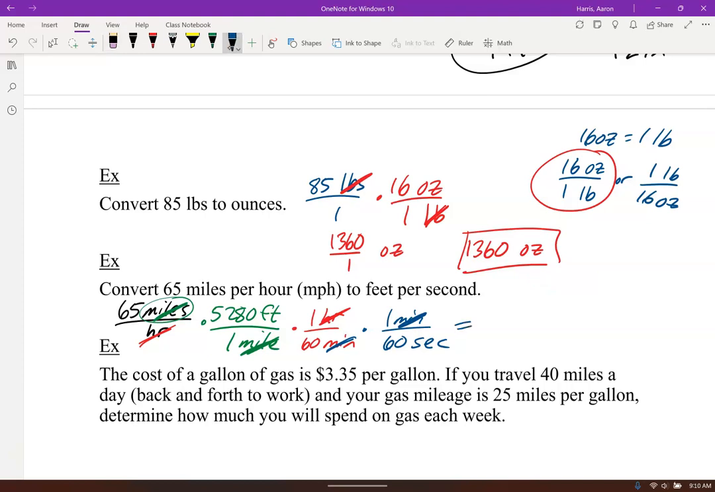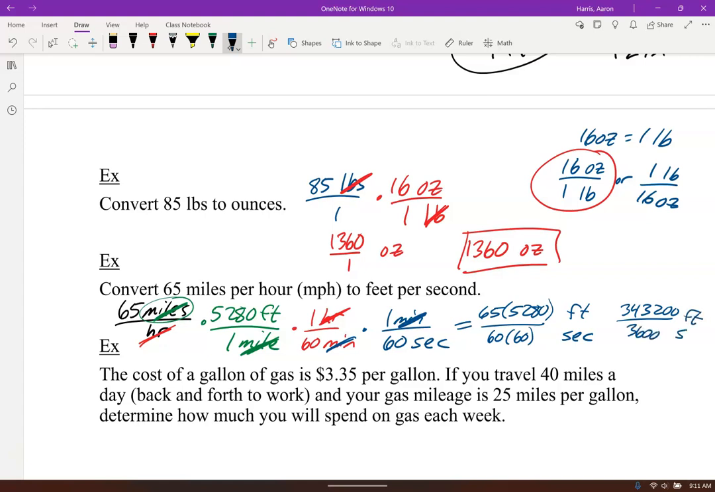This equals 65 times 5,280 times 1 over 1 times 60 times 60, and I'm in feet per second. So now I just got to multiply that. 65 times 5,280 is 343,200. 60 times 60, I've got 3,600.